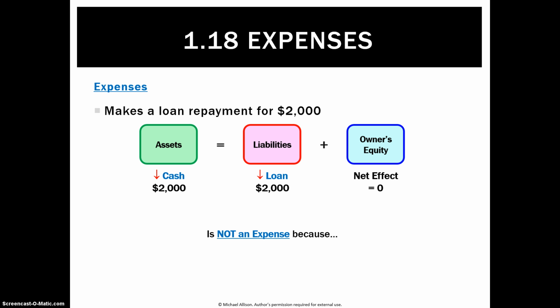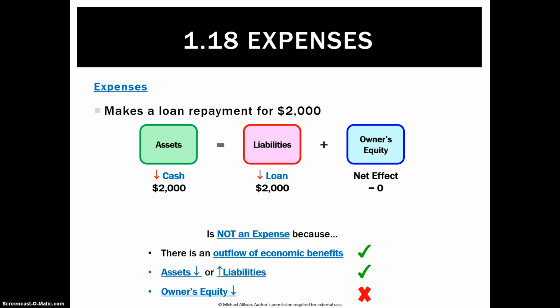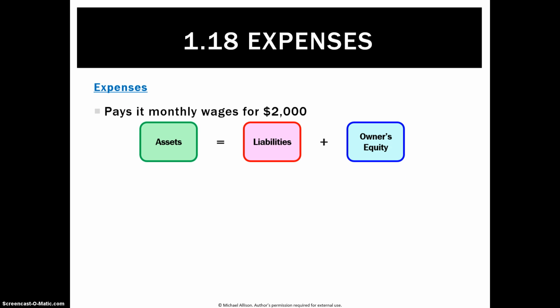Looking through our 3 criteria, is there an outflow of economic benefits? Yes, there is. Are assets decreasing overall? They are. And lastly, is owner's equity going to go down? It's actually not. So that is the reason, that 3rd criteria, why a loan repayment is not going to be an expense despite meeting 2 out of the 3 criteria.